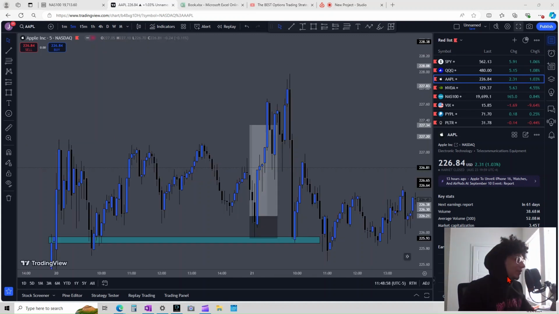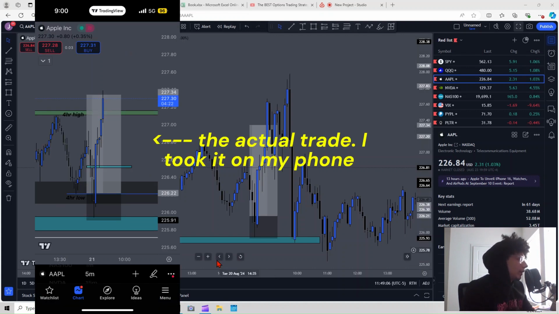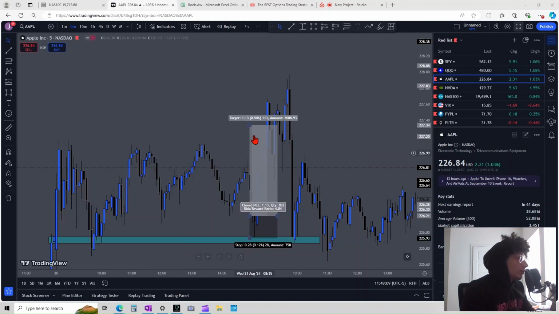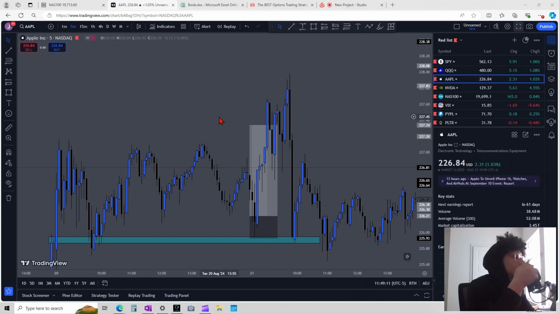Hold on, I'm going to pause the video real quick because this is an example that I didn't show. This is a trade that I took on Wednesday with Apple. It tapped directly into the gap that was formed that day, directly on the line right there, and then pushed all the way up, which I put the example right here. And yeah, enjoy the rest of the video.